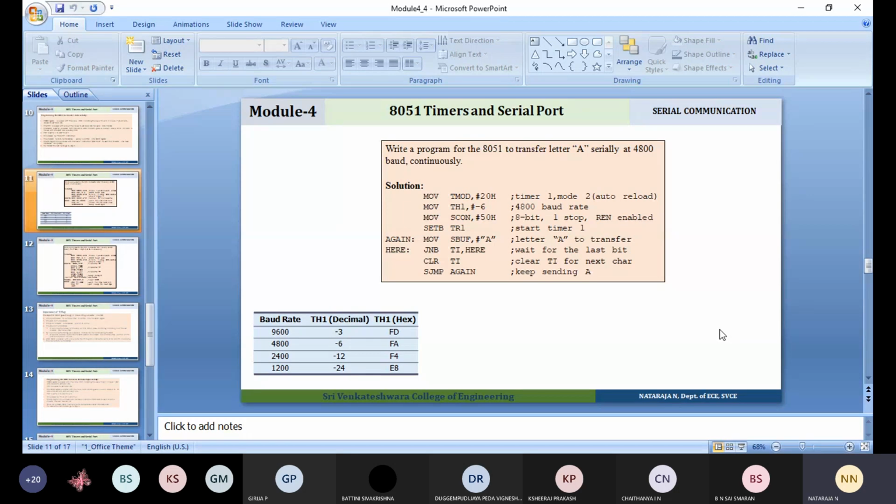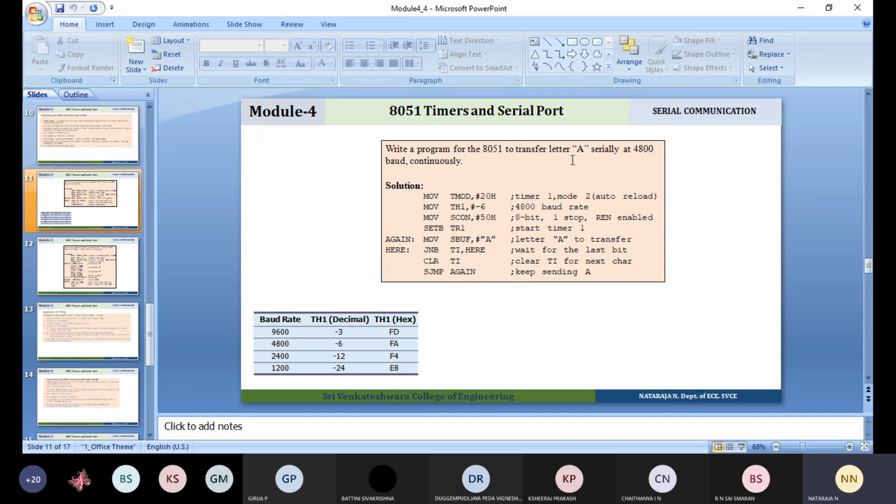Again it will keep on transmitting A. Until we stop the program, it will keep on transferring continuously. Why? Because I did not end the program. Because here the question is: transfer letter A serially at 4800 baud rate continuously. Means continuously we need to transfer. That is why we are not going to end the program.